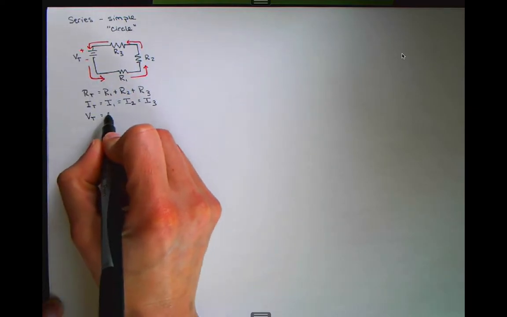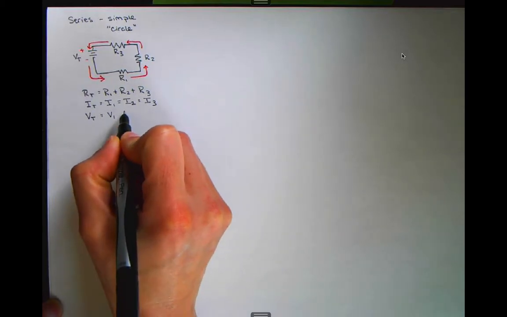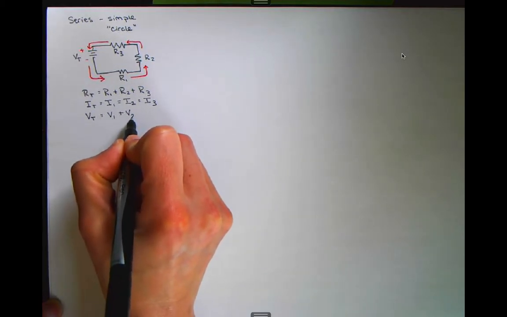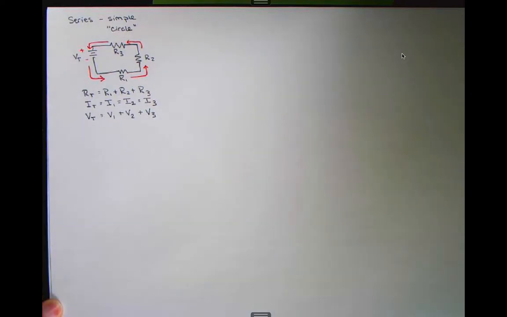So the total potential will be equal to the amount of potential that resistor 1 uses, plus the amount of potential that resistor 2 uses, plus the amount of potential that resistor 3 uses. So the current has to use all of its energy before it goes back to the battery.